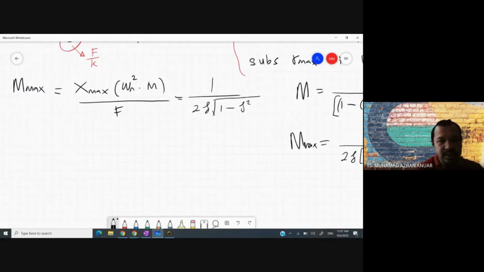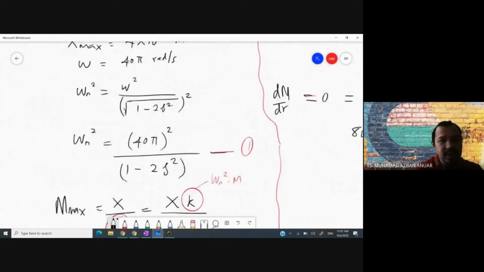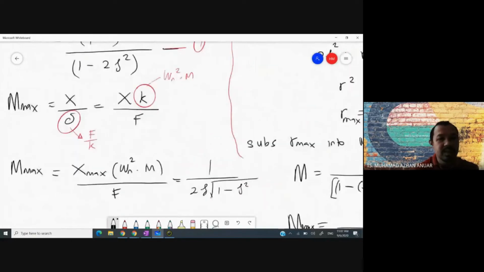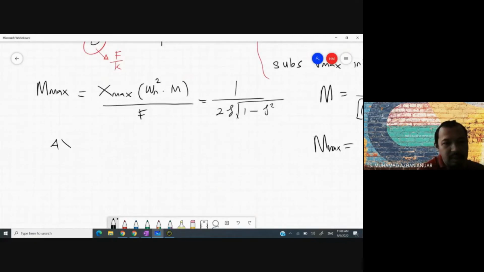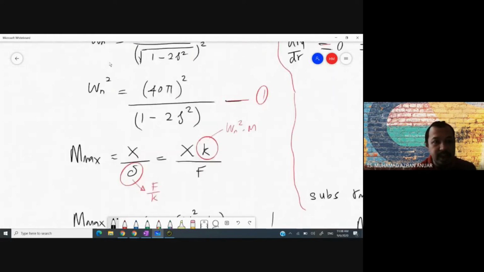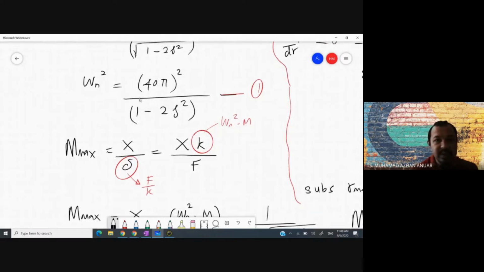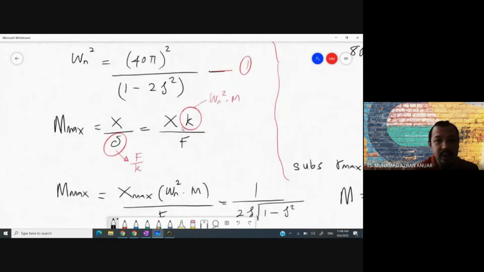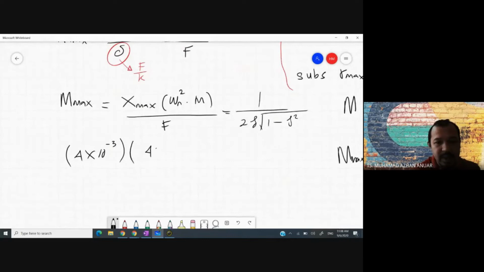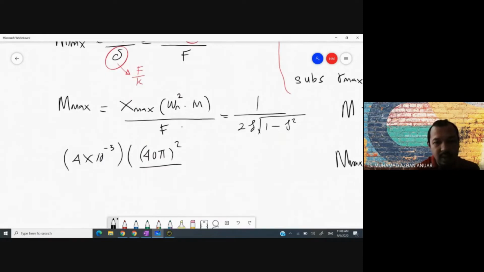So let's use this one. X max in this case is given, which is 4 multiplied by 10 to the power of minus 3 meter. That is the first expression for X max. And then omega n square, we use equation 1 here. This is omega n square. So we use this one and substitute it into our equation later on. So what is the equation? 40 pi square divided by 1 minus 2 zeta square. So this is a big expression, 1 minus 2 zeta square.